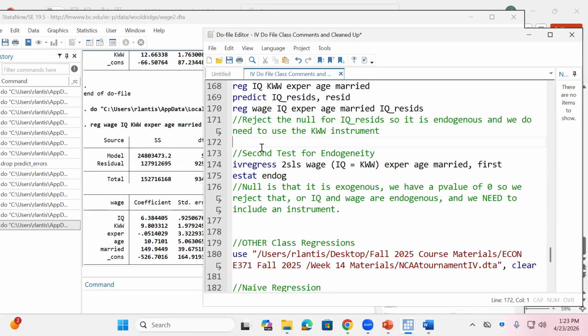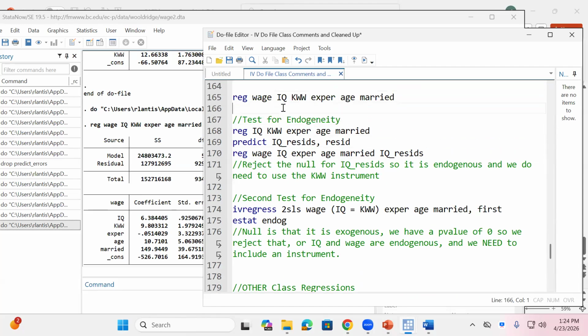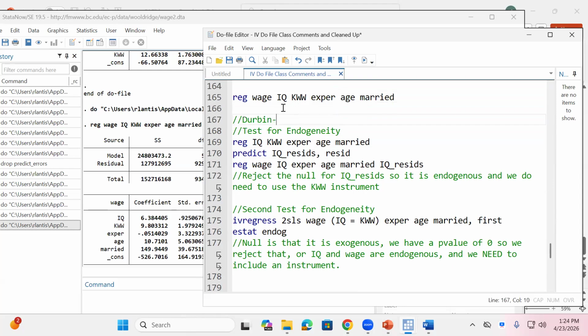do I even need this instrument? I think there are things impacting IQ and wage, but maybe there's not. Maybe I don't have any omitted variables, or maybe this measurement error actually isn't correlated with IQ. So I might not even have to worry about it. What I would do is run my regression here. This was just to add in our Durbin-Wu-Hausman test to see, is there endogeneity? Are there things that impact both my X variable and my Y variable? Do I need an instrument?